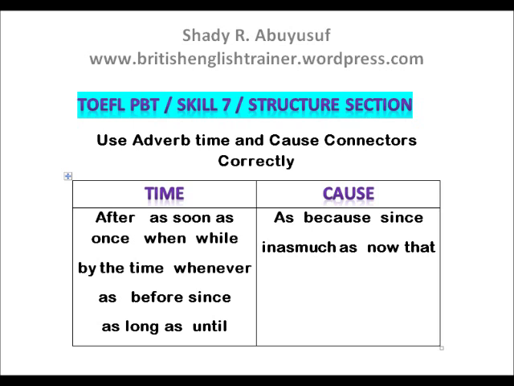Now what is the title of skill 7? Skill 7 is about using adverb, time and cause connectors correctly. Using adverb time and cause connectors correctly. Now let's see first what adverb time and cause connectors are.